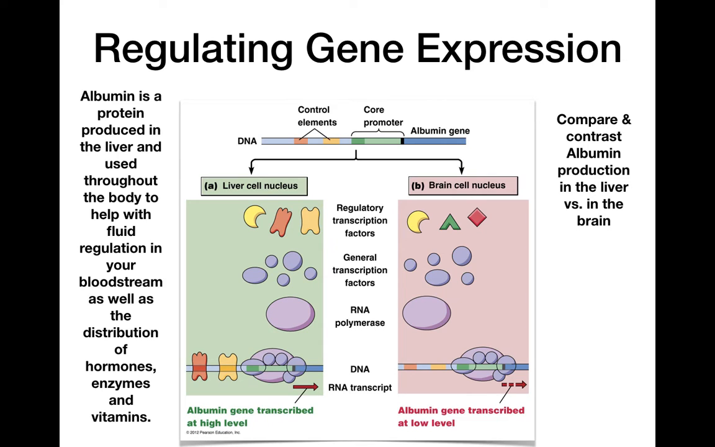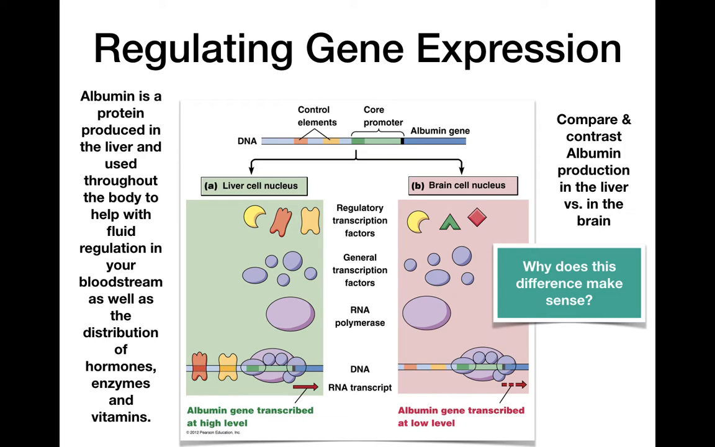And so after you've worked on this for yourself, here are the answers. So albumin is a protein produced in the liver and used for the whole body to help with fluid regulation in your bloodstream, as well as the distribution of hormones, enzymes, and vitamins. So why do we need so much more of it in the liver than we do in the brain? We have many more factors to help promote it in the liver than the brain. And that makes sense, this is very logical, because we need much more albumin in the liver because it goes from the liver to the whole bloodstream. Whereas the brain just needs albumin for fluid regulation in that one part of it, and other parts of the brain, not nearly as much albumin to be expressed at that part of the body.